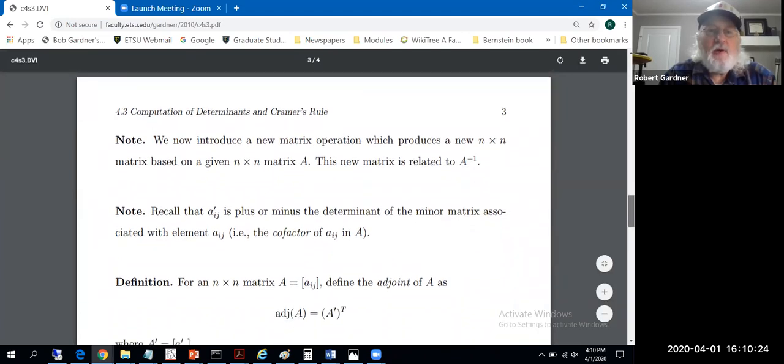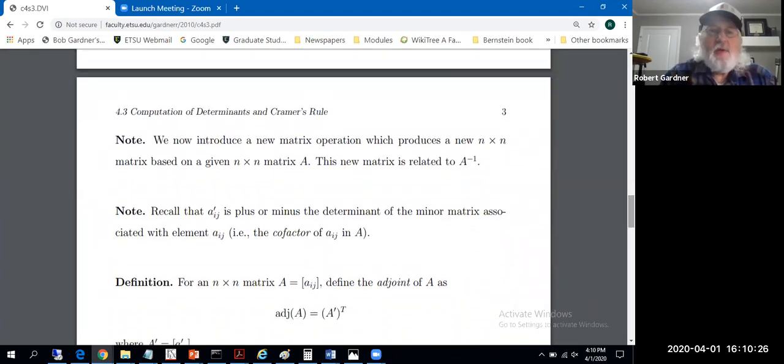So let's continue on. The new topic is we're going to introduce a new matrix operation which produces a new n by n matrix based on a given n by n matrix. This new matrix, it turns out, is related to A inverse. We can use this new matrix. It's called the adjoint. We can use the adjoint of a matrix to find the inverse of a matrix, but the adjoint of a matrix is going to involve determinants. And you know how lengthy that can be.